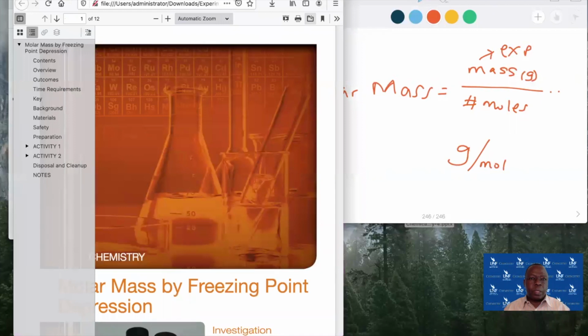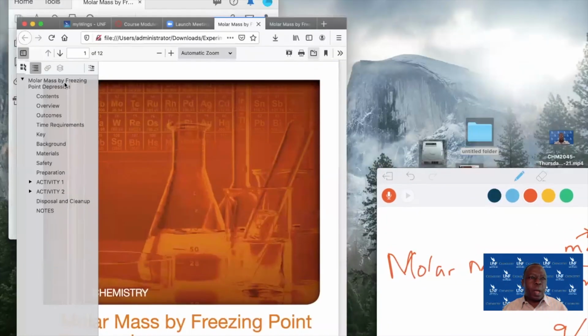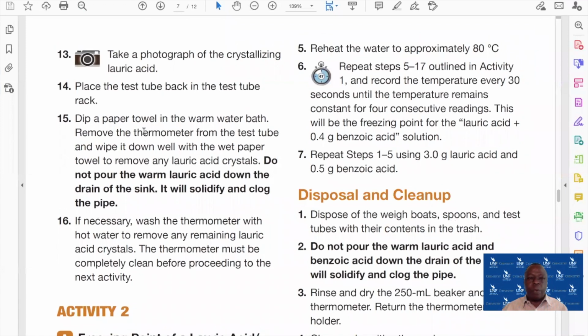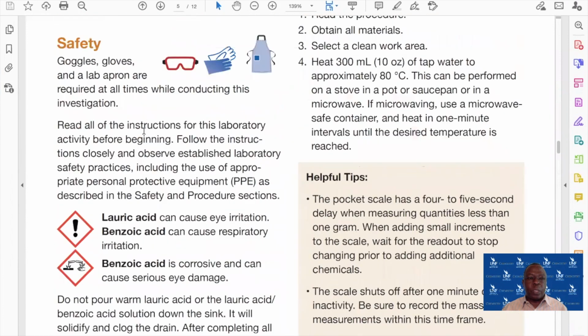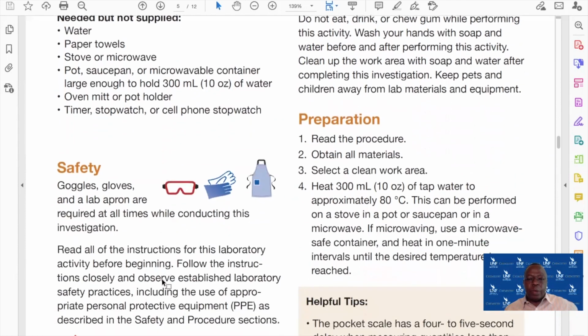Real quick, let me just go through the handout here. For part 1, you'll determine the freezing point of the pure solvent. You should have the paper towels, and either a microwave. This is just for boiling the water, all right? And either a stopwatch or a timer, it doesn't really matter.